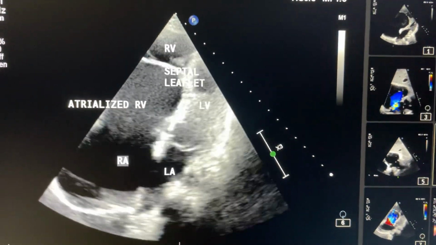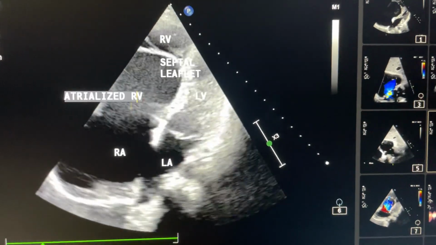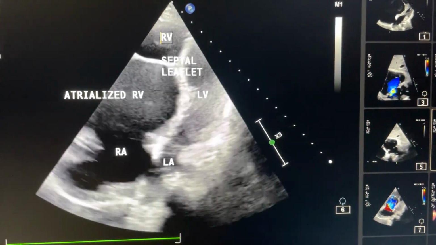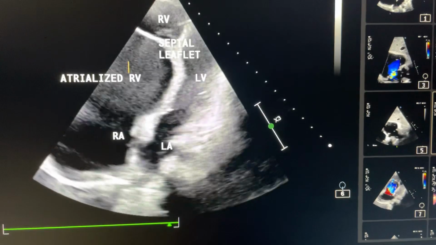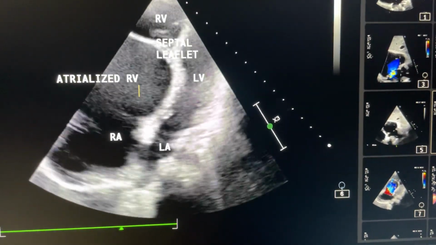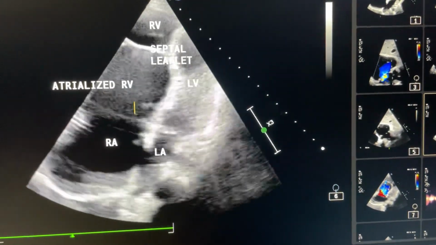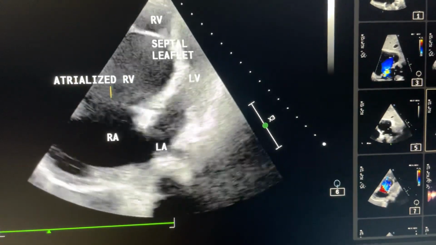This is the case of Ebstein's anomaly. You can see this right atrium, right ventricle. This is also right ventricle. So this part is atrialized right ventricle because this part is in connection with right atrium, but there is no valve in between this. So this is the atrialized right ventricle.